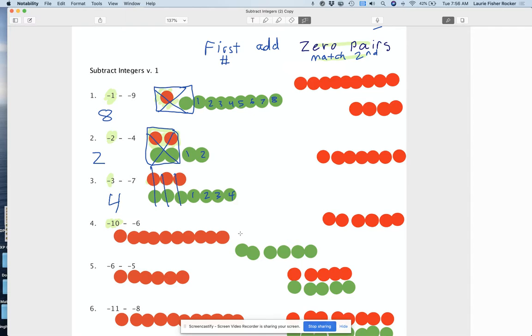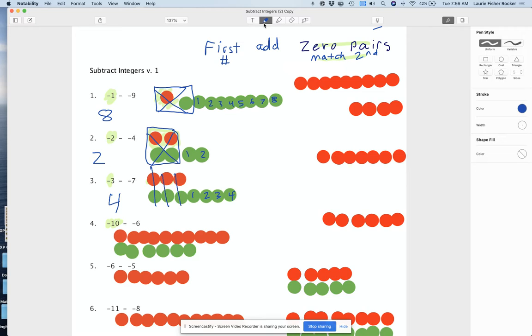And when I do that, that leaves behind 6 positive counters. So I'm going to go ahead and simplify this. So I've got the 0 pair, 0 pair, 0 pair, 0 pair, 0 pair, 0 pair. And I count what's left. 1, 2, 3, 4. But those 4 counters are red. So in this case, my answer is going to be negative 4.